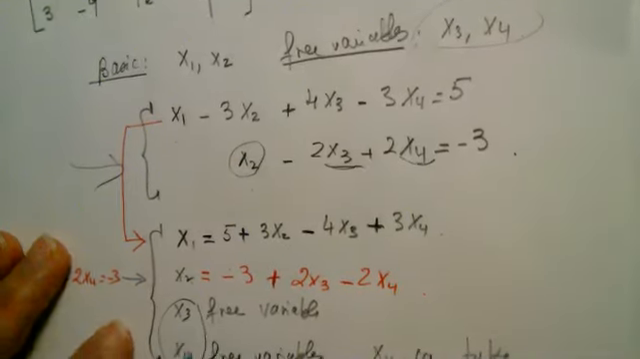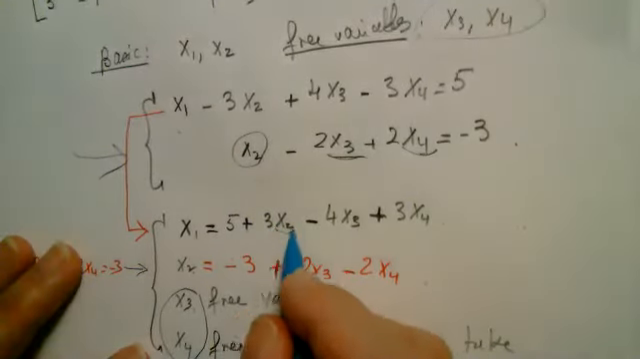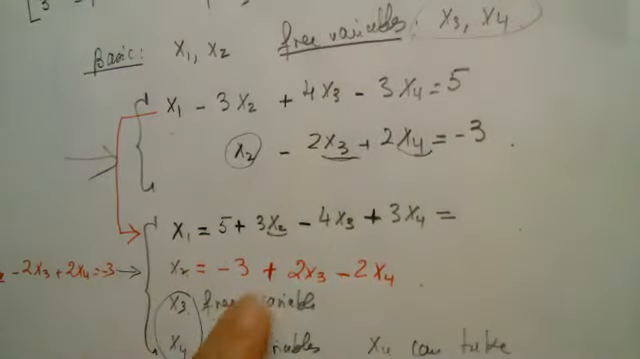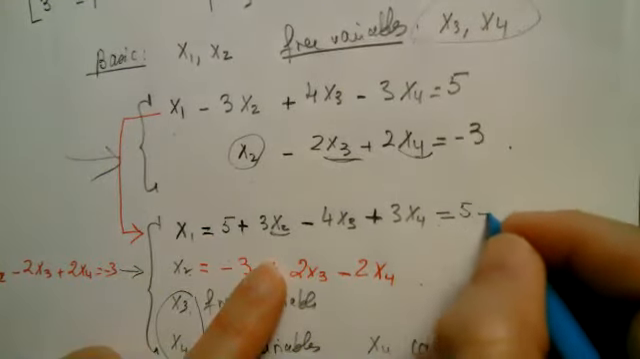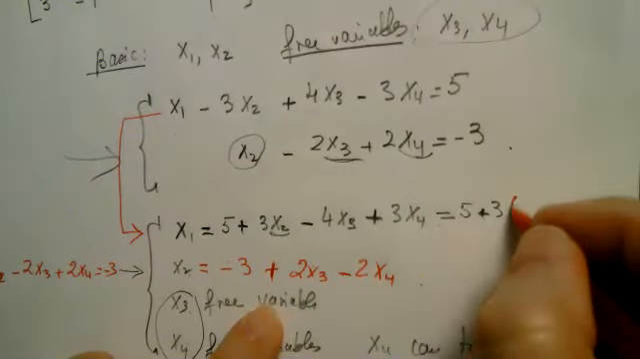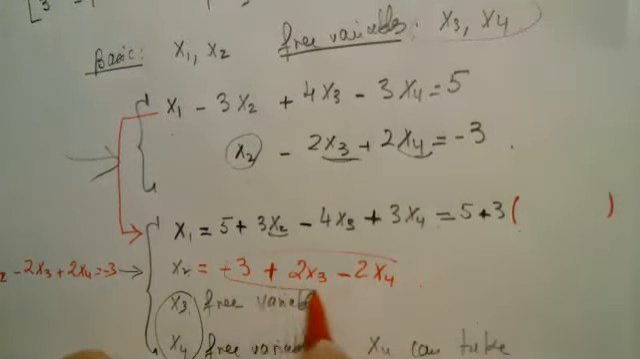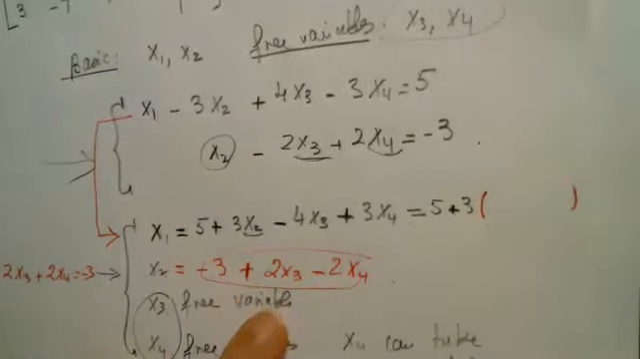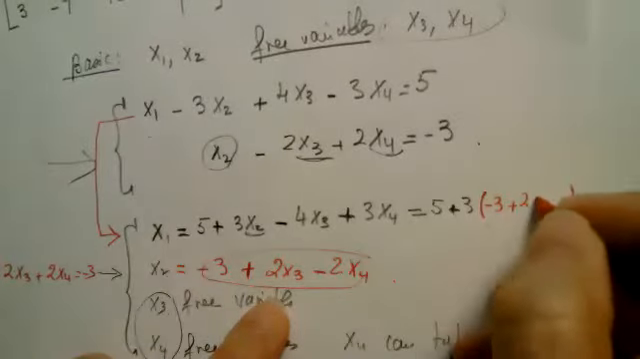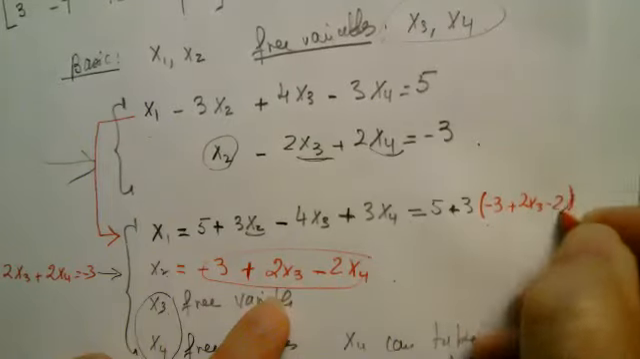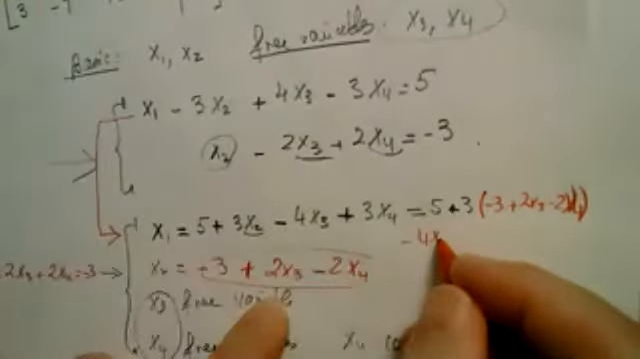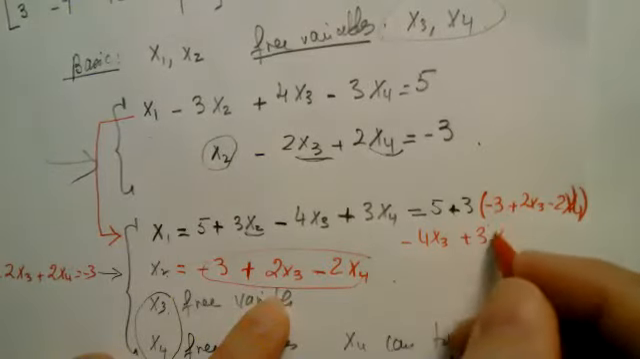What do we have to do? Everything has to be in terms of the free variables. But I have an x2 in here. That's not acceptable. So to solve, I need to do back substitution, which is a little bit long, but that's okay for the first time. So instead of x2, I have to take this whole thing and substitute it for x2. That's how we solve. So that will give me -3 plus 2x3 minus 2x4 minus 4x3, plus 3x4.